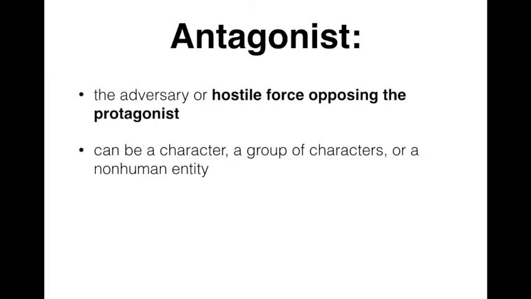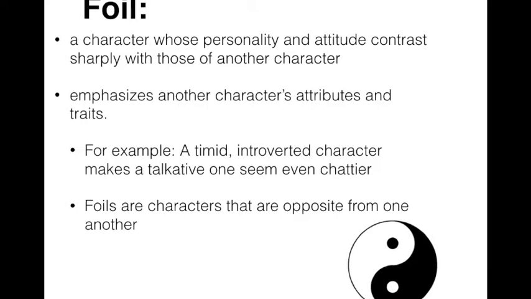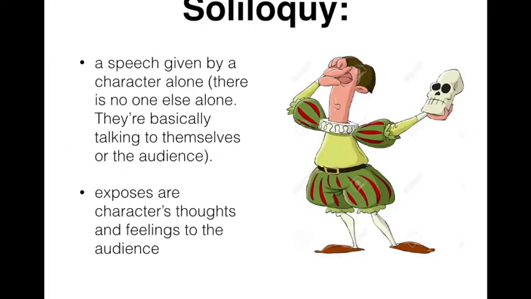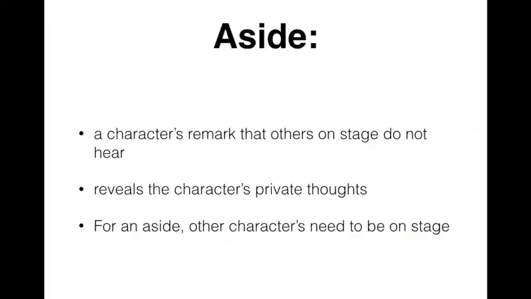The antagonist is the adversary or hostile force opposing the protagonist. It can be a character or a group of characters, and we're going to see some of those pretty quickly here. A foil is a character whose personality and attitude contrast sharply with those of another character, and we'll see an example of those as well. A soliloquy is a speech given by a character alone. They're basically talking to themselves. They're alone on stage. And then an aside, they're still talking to themselves. However, there are other characters on stage, but those other characters cannot hear what the aside is talking about. So keep that in mind.